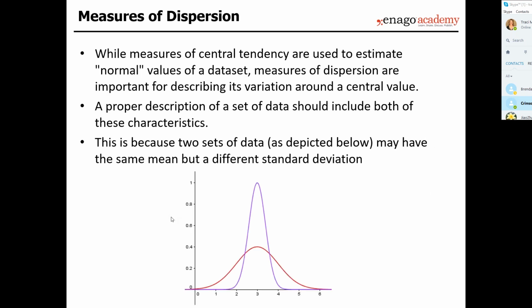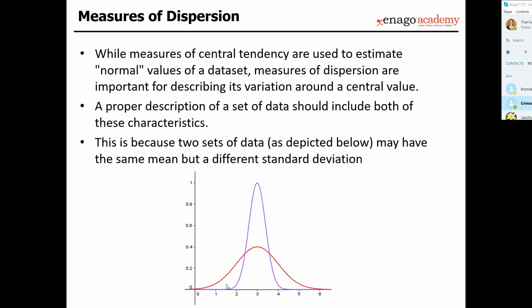Okay, now we have measures of dispersion. While measures of central tendency are used to estimate normal values of a data set, measures of dispersion are important for describing its variation around a central value. So when we look at this graph down here, you can see that we have a red curve that looks nicely normally distributed. It's got a central peak and it seems to be equal on the right and left.